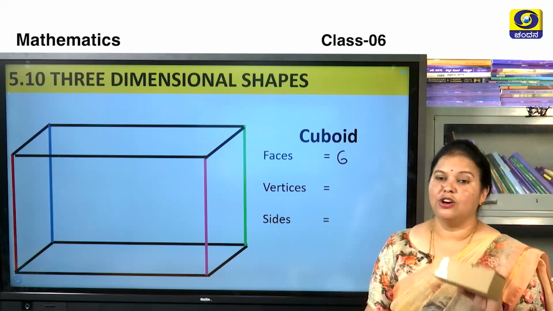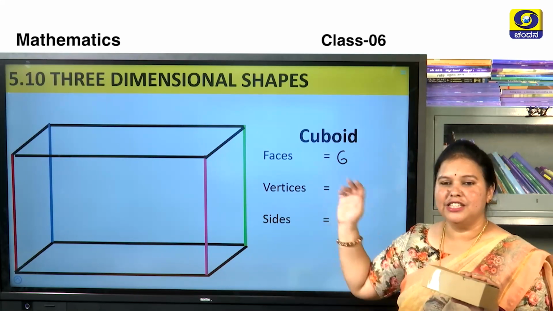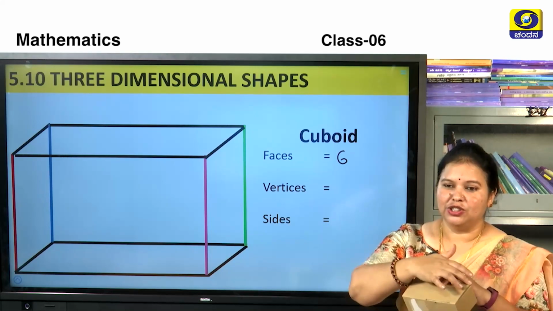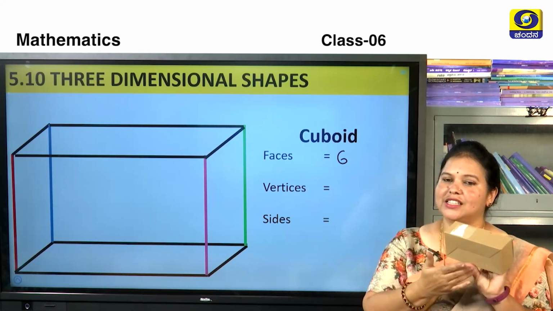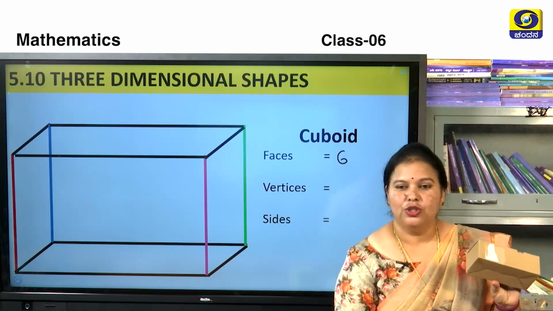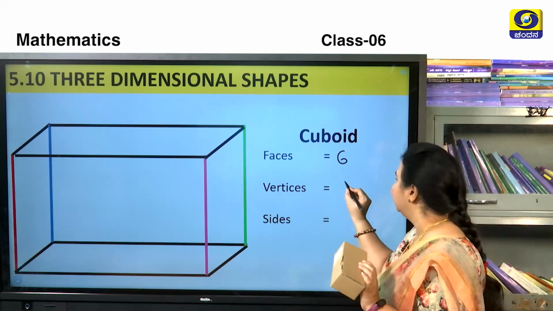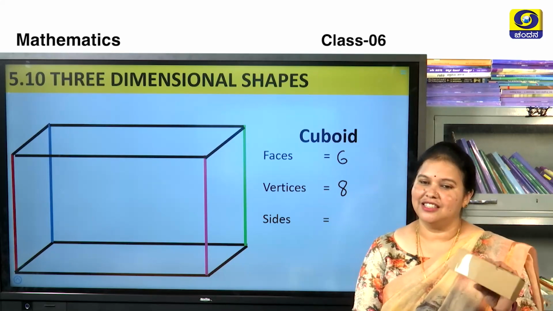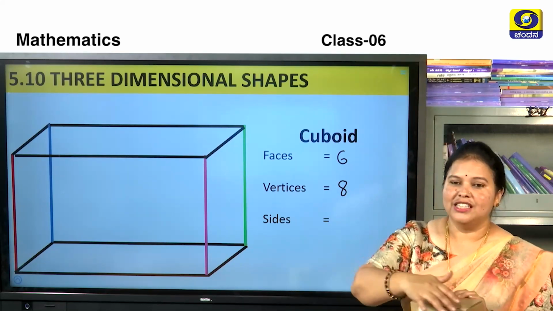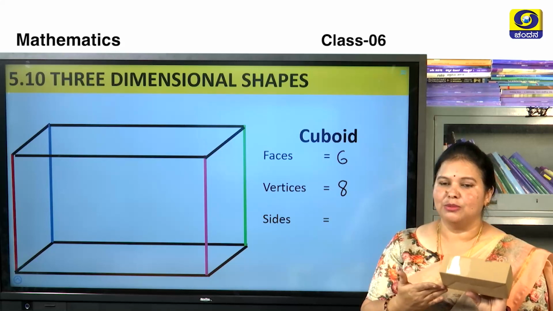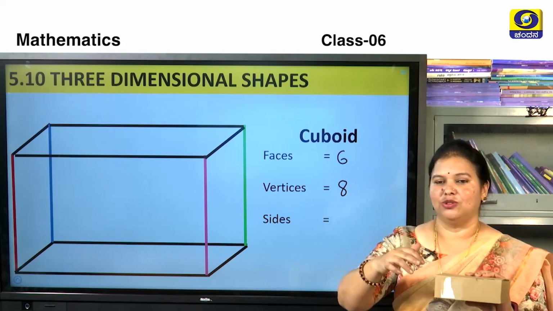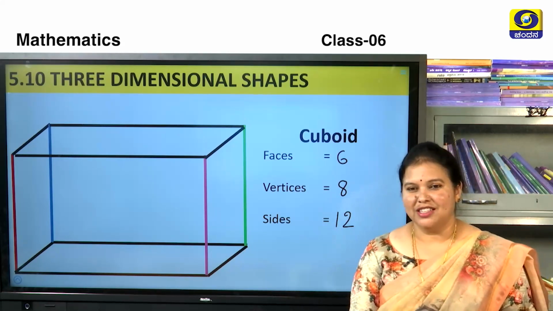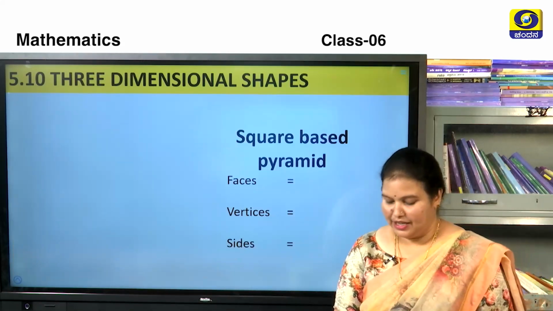Now we'll count how many vertices are there in this cuboid. So it has 4 vertices on the top face and 4 vertices on the bottom face. So totally 8 vertices are there in this cuboid. And how many sides? Let us count. 4 sides on the top and 4 sides on the bottom and 4 sides around. So in total 12 sides. Did you understand, children? We'll see the next one.